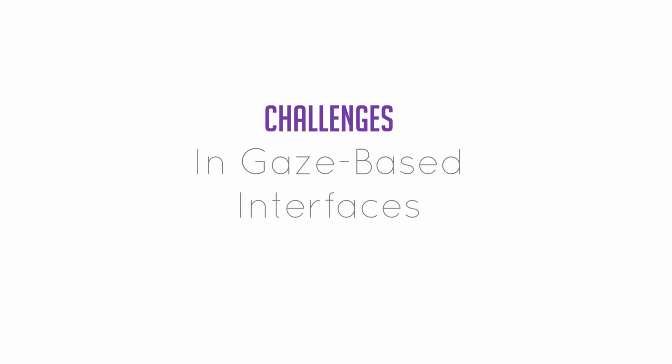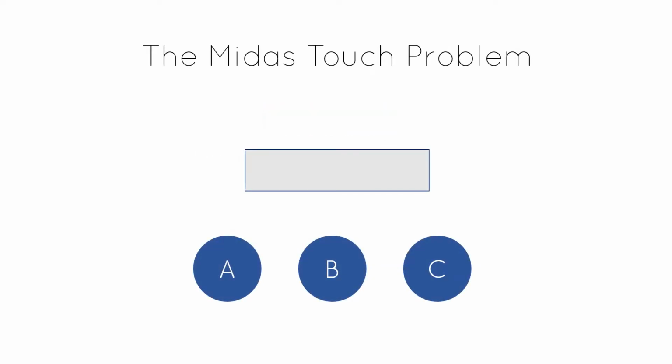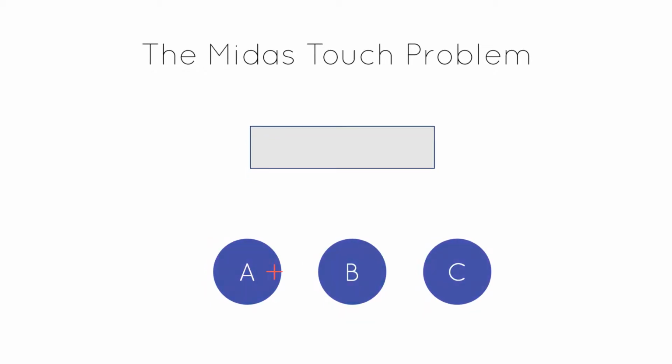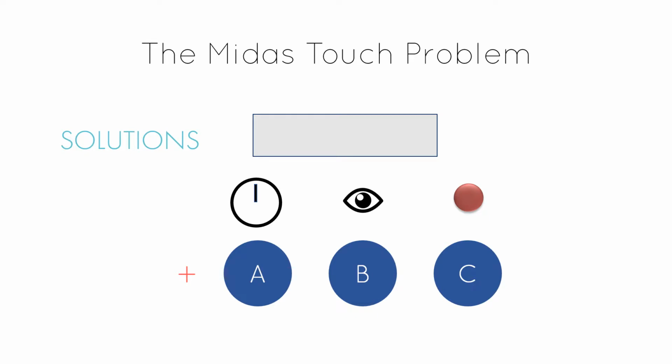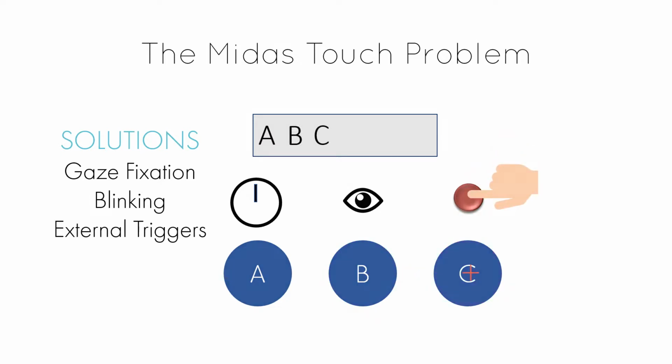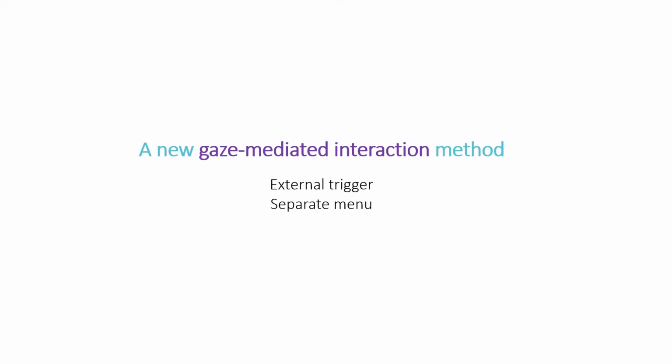However, gaze-based interfaces come with a few challenges, a common one being the Midas touch problem, where users unintentionally select objects just by gazing on them. Common existing solutions to this problem include gaze fixation, blinking, and external triggers. We propose a gaze-mediated interaction method that does not rely on an external trigger or a separate menu to confirm selections.